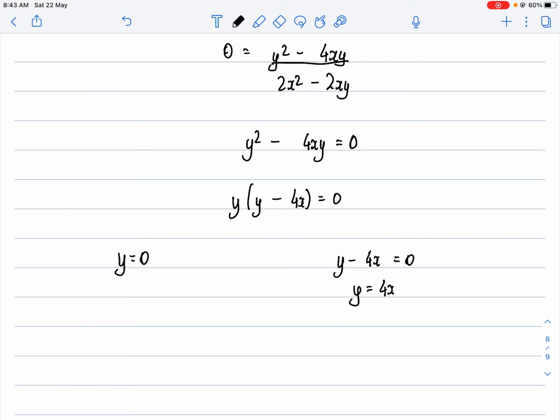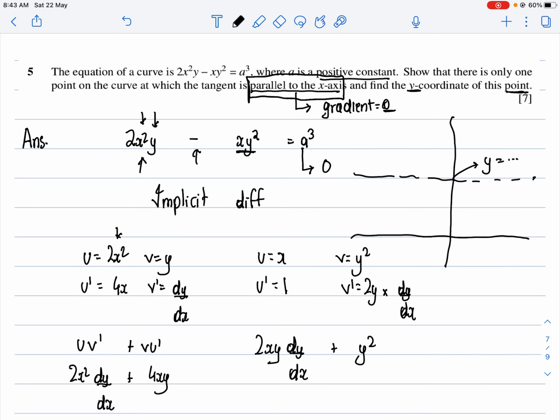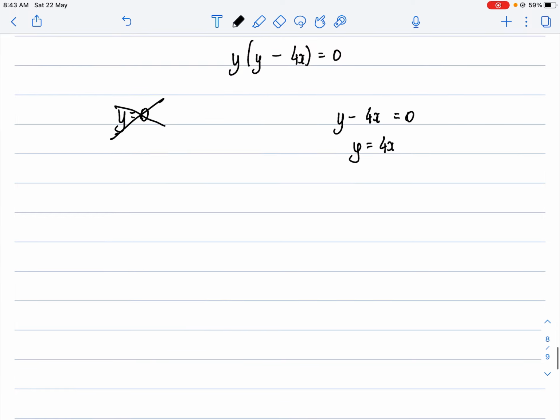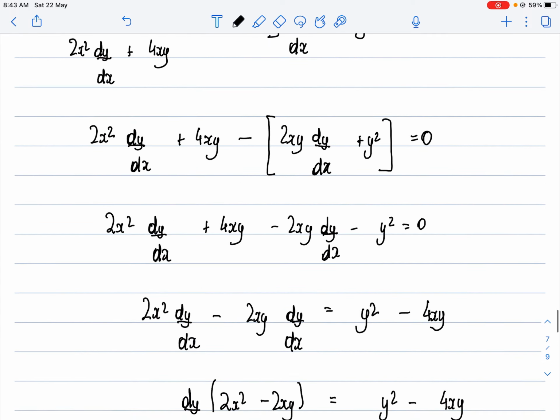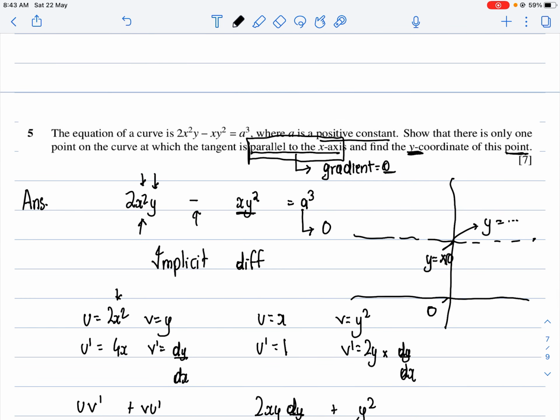Now I told you the graph will look something like this. So I know your y coordinate here is not 0, obviously, because the origin is somewhere here. So you can simply eliminate this. Now I have y equals to 4x, but I need the y coordinate of the point.